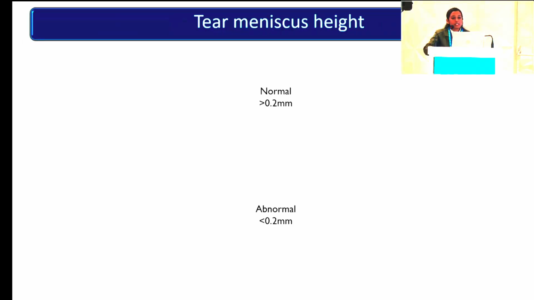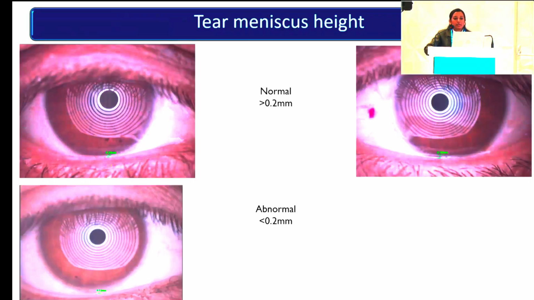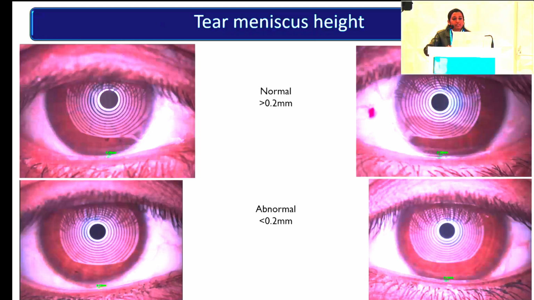Second is the tear meniscus height. It is measured by using the inbuilt ruler in line with the pupillary center. The above two images show the normal tear meniscus height, which is more than 0.2 mm, and the below two images show the abnormal tear meniscus height, which is less than 0.2 mm.